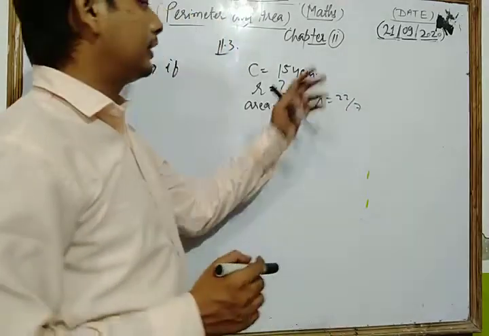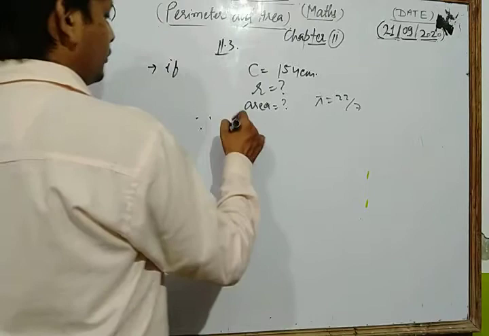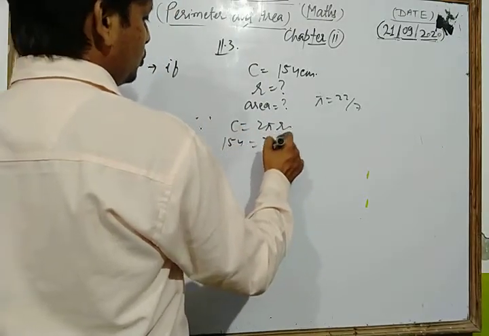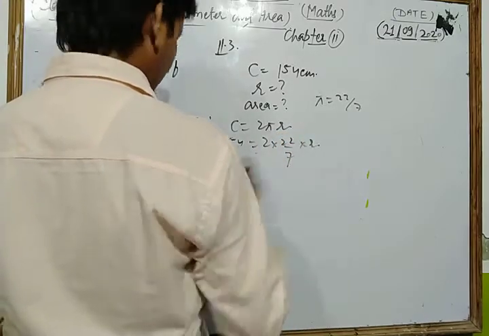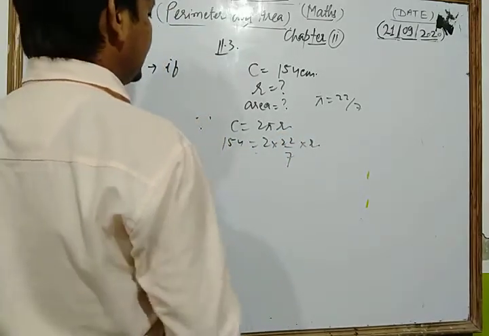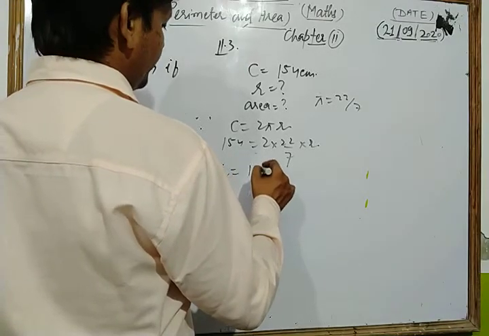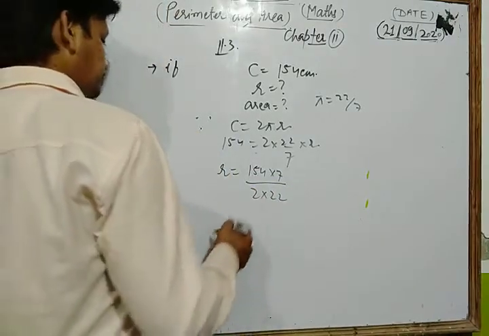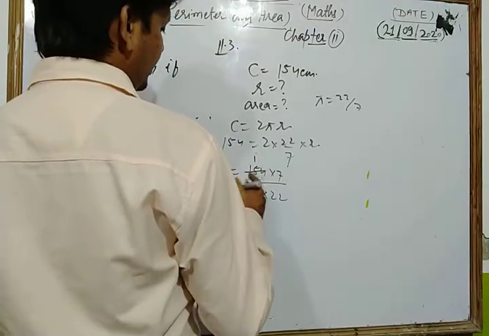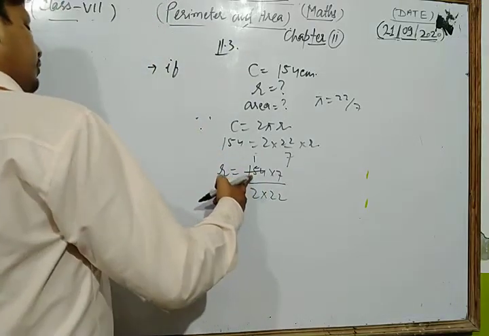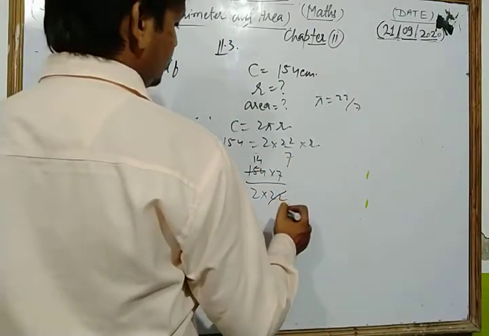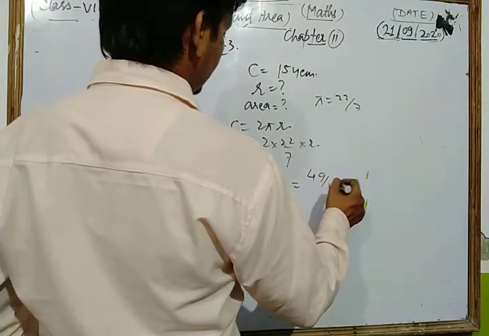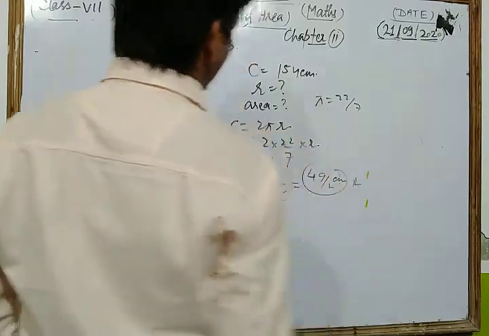Here the circumference of the sheet is given, so we apply the formula of circumference, 2 pi r. So 154 is equal to 2 into 22 upon 7 into r. Now look what I get. The value of r is equal to 154 into 7 upon 2 into 22. Now we divide by 11. 11 into 14 is 154, what is left is 14, and 7 into 7 is 49 upon 2. This is the radius of the circular sheet.